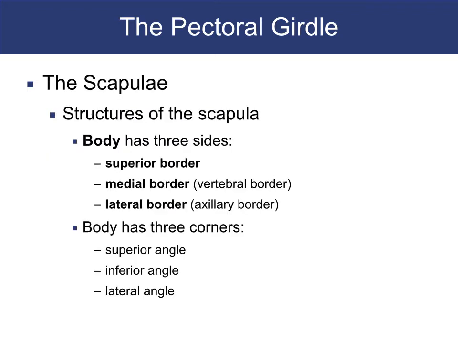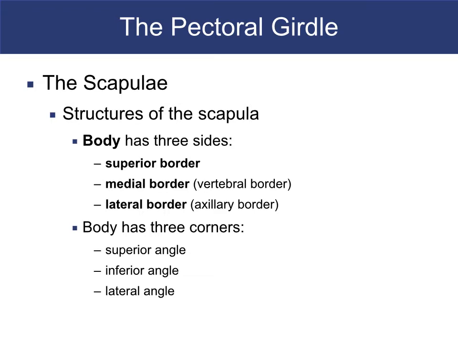It has 3 sides. This is really silly, but superior side, medial side, lateral side. The lateral side is the one that lines up closest with the armpit, so it's also called the axillary border. Axillary border right there. And then the medial border, mid part, pretty much lines right up with the vertebrae, going down the middle, because remember, this thing is going to fit on your back like that. So this is also called the vertebral border.